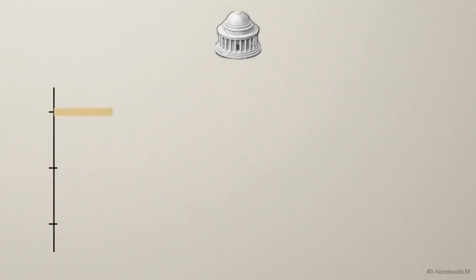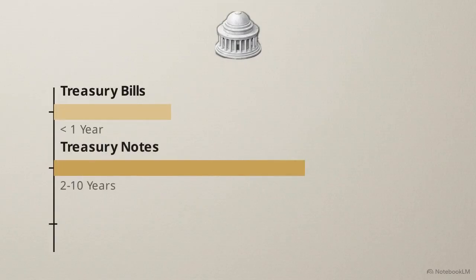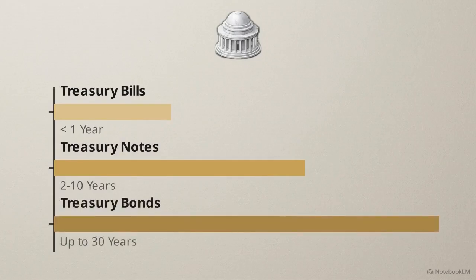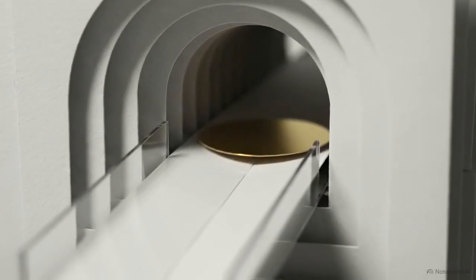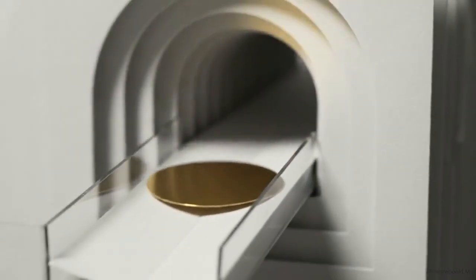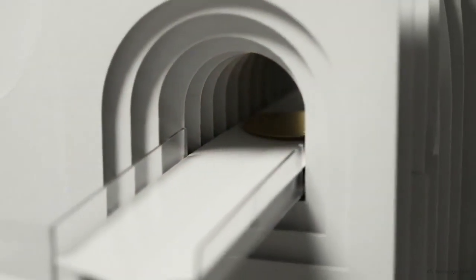The government breaks these securities down into 3 distinct timeframes: short-term Treasury bills maturing in under a year, medium-term Treasury notes for 2 to 10 years, and long-term Treasury bonds that lock in for up to 30 years. Ultimately, a bond operates like a legally binding financial time machine. You trade your upfront capital today for a highly predictable, steady stream of income arriving in the future.